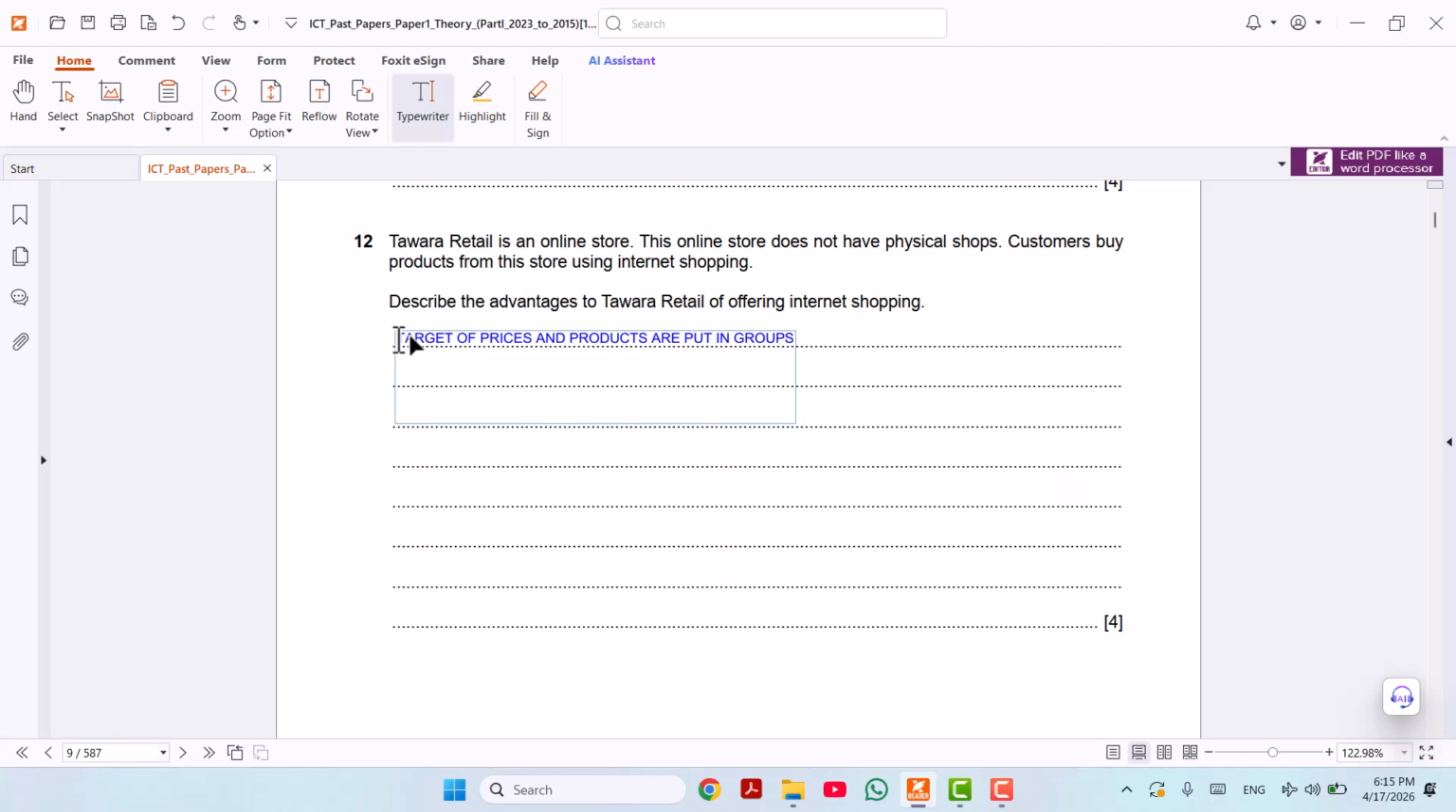Number two, you can say update the stock and prices online. Prices online.